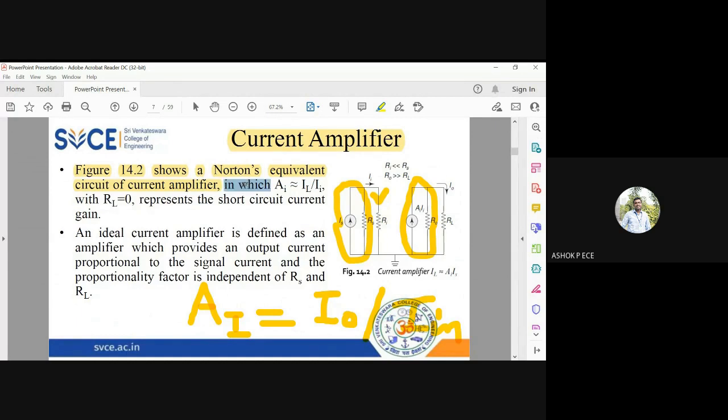So the current gain is given by AI equal to IL by II, output current by input current, I naught by II. Sometimes, since it is flowing through RL, you call it IL by II also. An ideal current amplifier is an amplifier which provides an output current proportional to the input current, independent of source and load. Again, any amplifier should provide gain independent of the source and load resistance. RS and RL should not determine the gain of your amplifier. The gain should be independent of RS and RL.